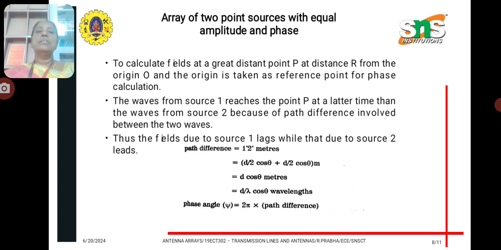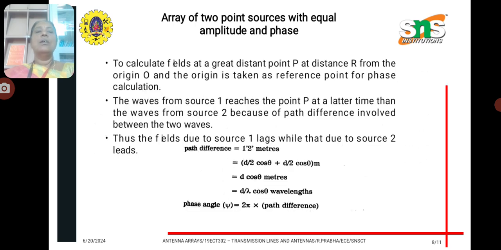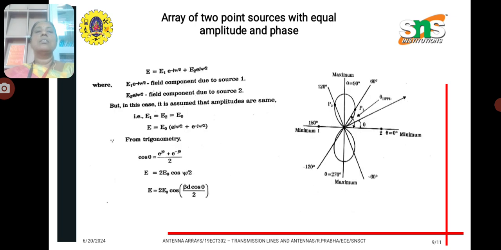Now we convert the path difference from meters into wavelengths, so it is divided by lambda. The path difference in wavelengths is d cos theta by lambda. After getting the path difference, we calculate the phase angle difference: psi is 2 pi into the path difference, so 2 pi into d cos theta by lambda, and 2 pi by lambda is beta. So the phase angle difference is psi equals beta d cos theta.